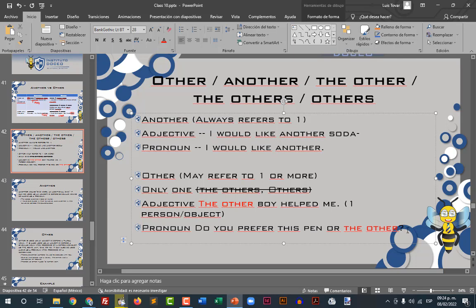Girls, question here? No, it's okay. Perfect. Now, if we want to refer to a plural noun, obviously we're not going to use another. We're going to use others, the others, or also the other. Okay? For example, and it can be the same as with adjective or pronoun.